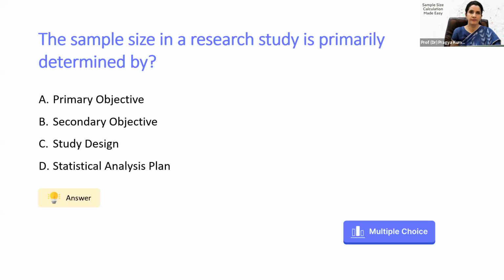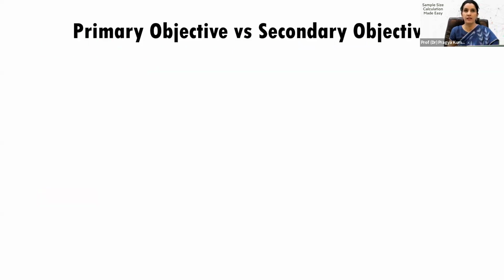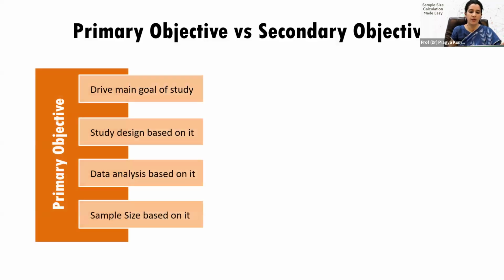So the sample size in research is primarily determined by which objective? This is one question: primary objective, secondary objective, study design, or statistical analysis plan. Yes, right, the primary objective. True, because many times people come with their secondary objective and ask which objective should be used. All of you are right. The primary objective should be the guiding objective for the calculation of sample size.